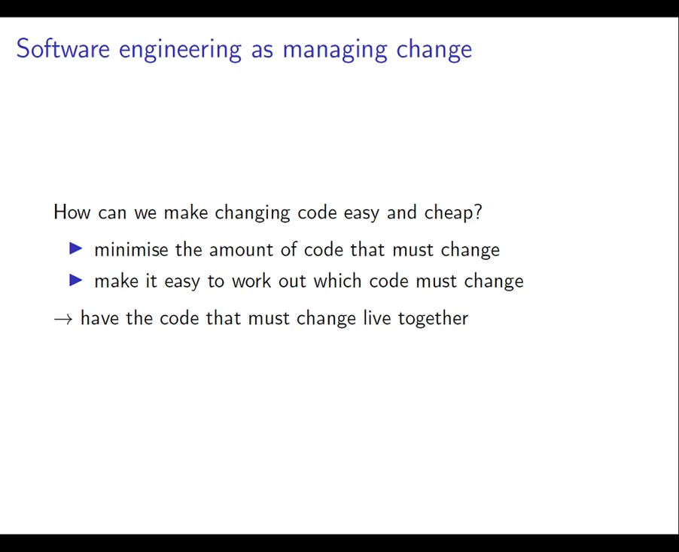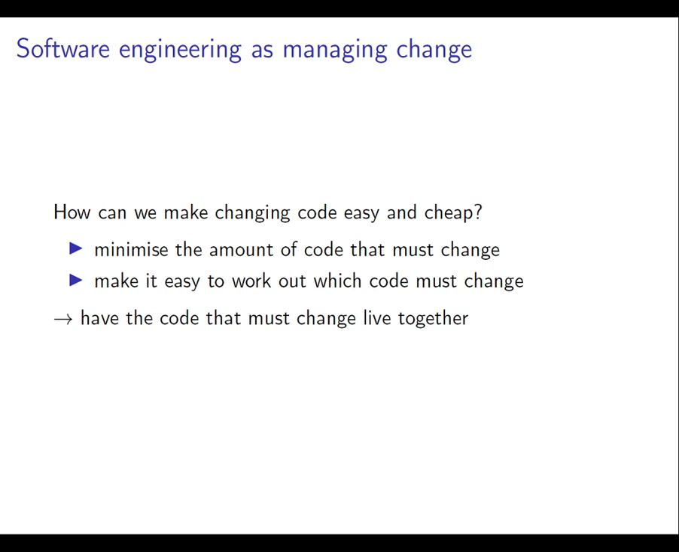So how do we go about making it easy and cheap to change existing code? Well, one of the things we must obviously do is try to minimize the amount of code that must change. We would like to be able to make the most common changes by changing only a few lines of the code rather than hundreds or thousands of lines. Slightly less obvious perhaps is it's important to make it easy to work out which code must change. So it might be that you have 5 lines of your million-line program that must change. It's much easier if it's 5 adjacent lines than if it's 5 different lines in different parts of your program.